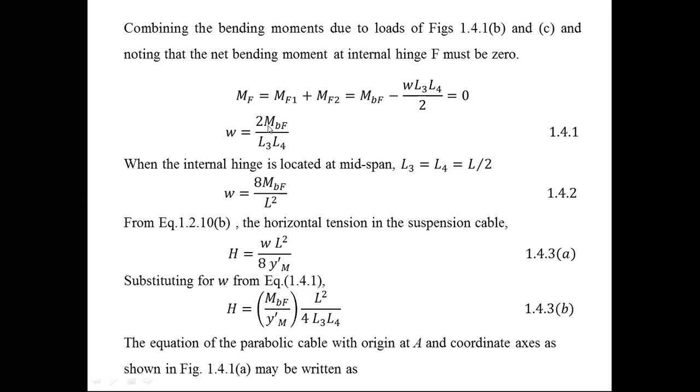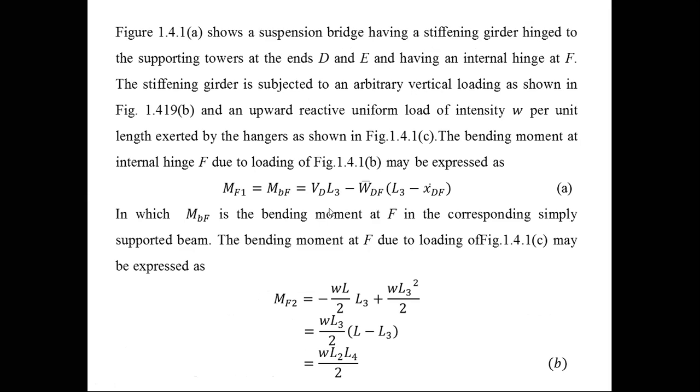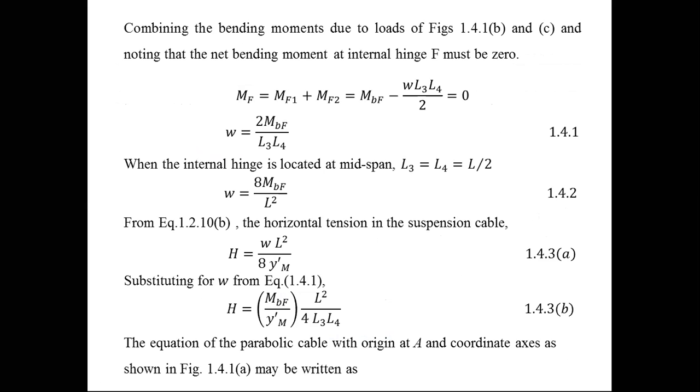So when the internal hinge is placed that way, W equals 2 MBF by L3 L4, depending on the position of the hinge. If the third hinge is kept at mid span, L by 2, then L3 becomes L by 2 and L4 becomes L by 2. If the internal hinge is fixed at mid span, then the equation will become simpler.